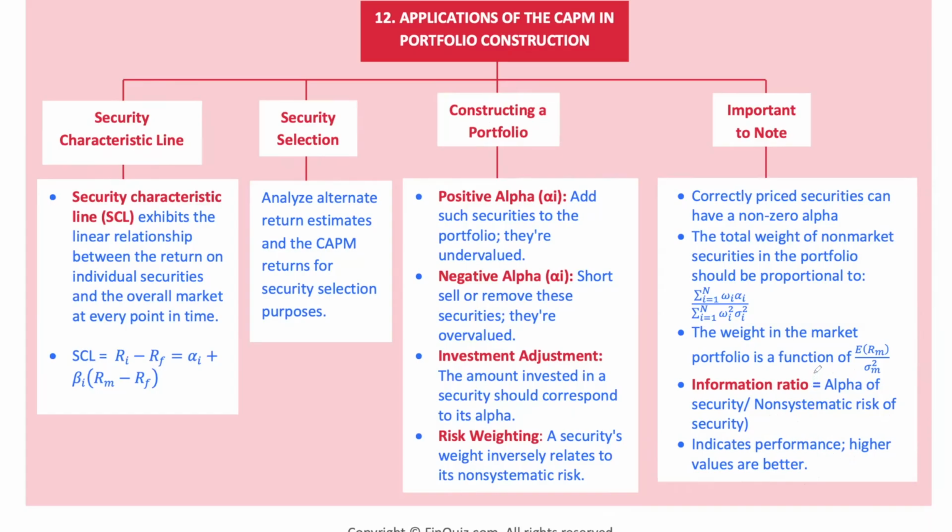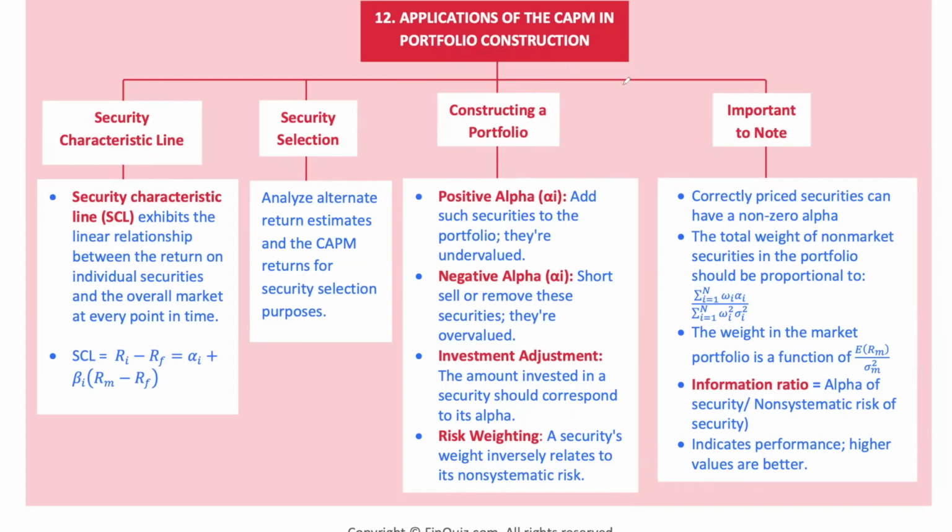So here's the big takeaway. CAPM doesn't just explain how risk and return are connected. It gives you a systematic way to build and fine-tune portfolios, identify undervalued opportunities, and quantify manager performance. When you're seeing alpha, beta, or the security characteristic line in practice, that's CAPM quietly working behind the scenes. So yeah, that wraps up how CAPM actually comes alive in portfolio construction.